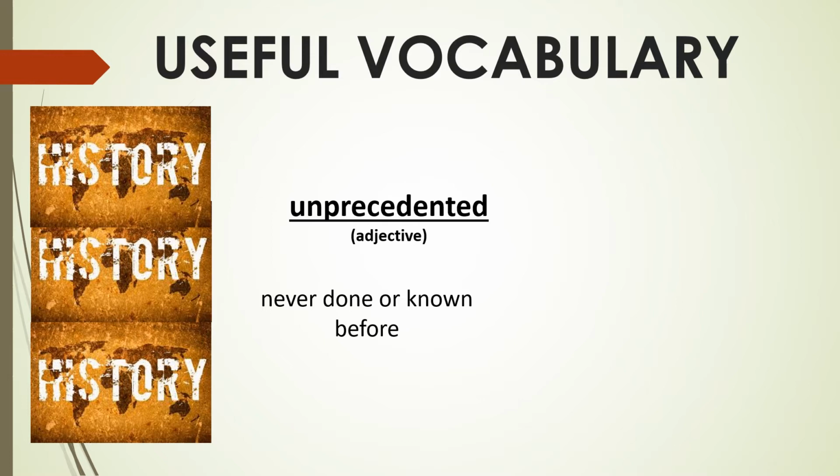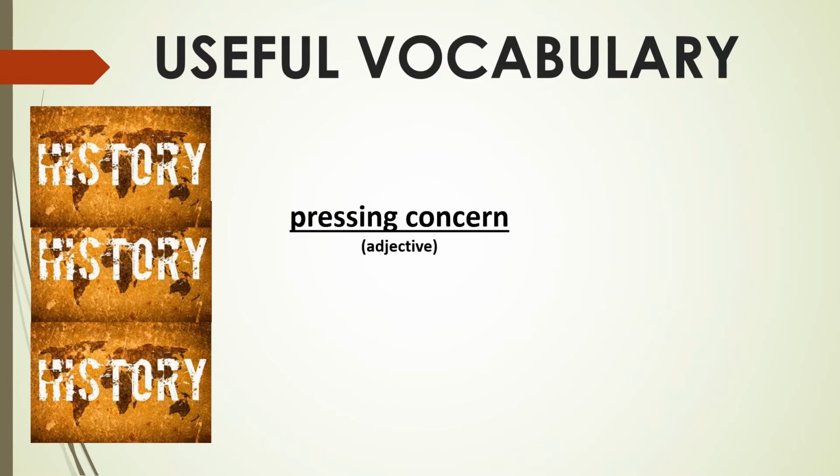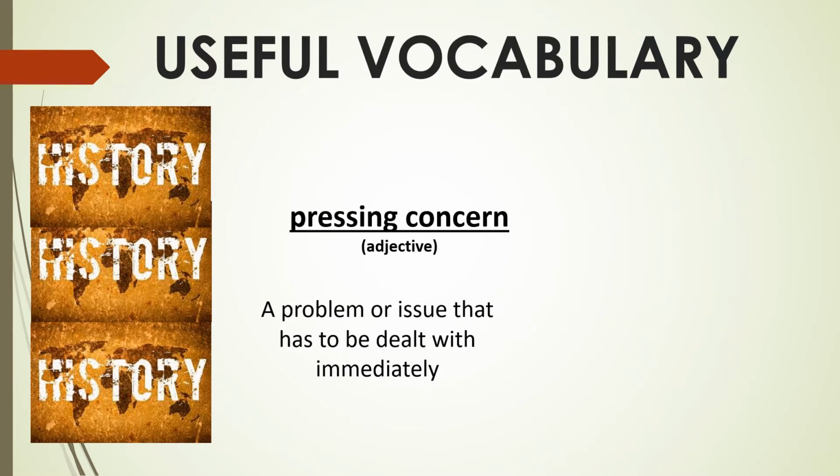Now, we have all known that the COVID-19 virus is unprecedented. This virus has never existed before. Right? So whatever that is never done or known before, we can describe that thing or event or happening as unprecedented. All right. Next is an example sentence here is, in 2020 we have met an unprecedented deadly virus, which is a COVID-19.